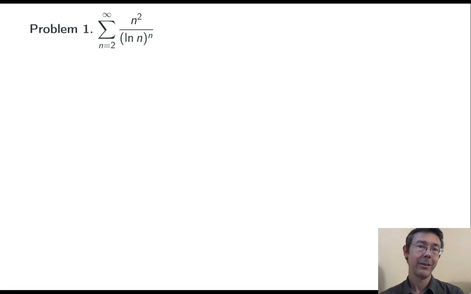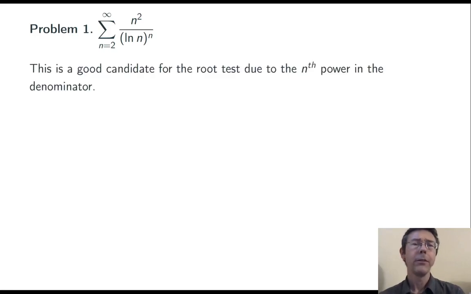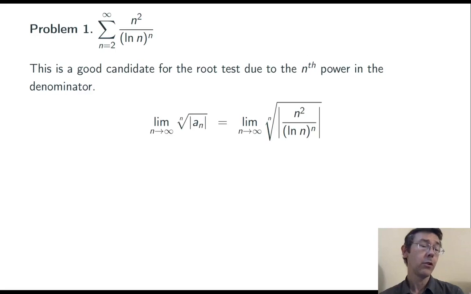Problem 1. Sum from n equals 2 to infinity of n squared over the natural log of n to the nth power. This looks like a good candidate for the root test. I see that the denominator has an nth power. When I take an nth root, that's going to cancel. Let's give it a try.